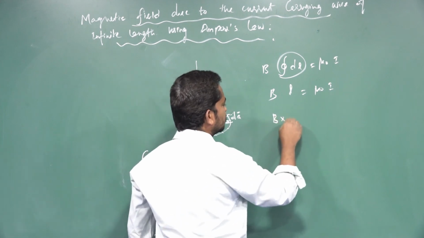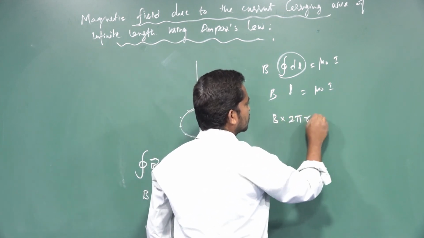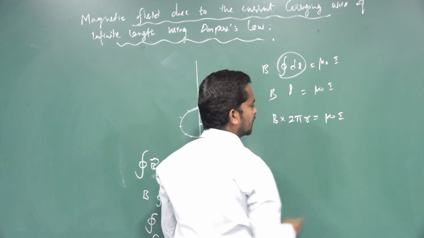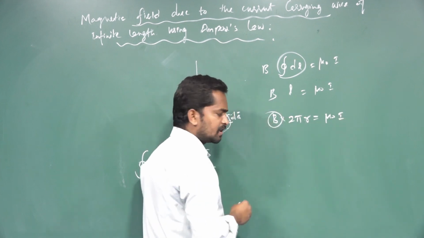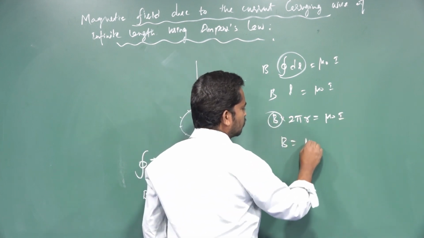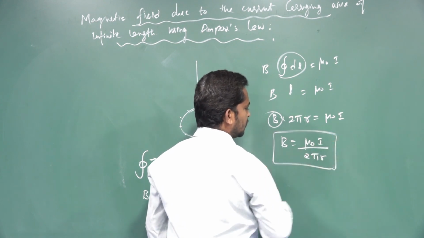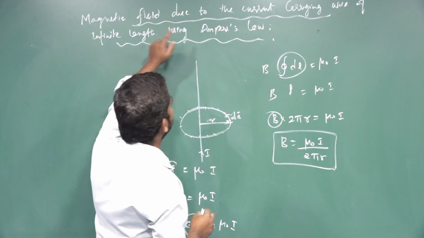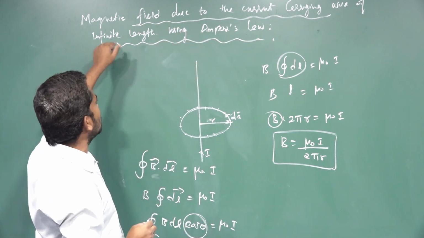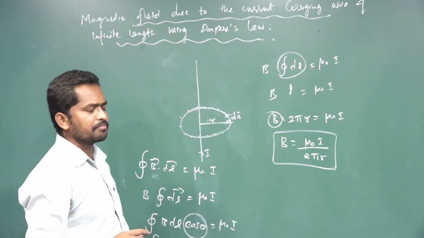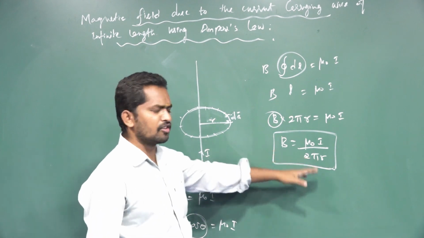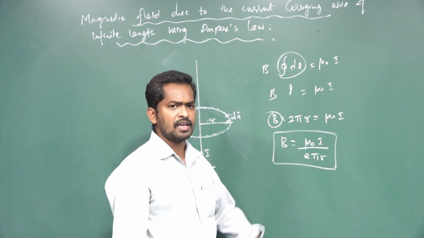So B into 2 pi R is equal to mu naught times the net current. I want to calculate this magnetic field: B is equal to mu naught I divided by 2 pi R. So this is the magnetic field due to a current carrying wire of infinite length using Ampere's law. So B is equal to mu naught I divided by 2 pi R.